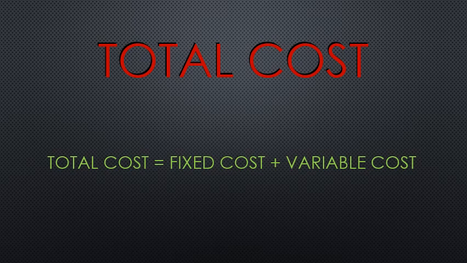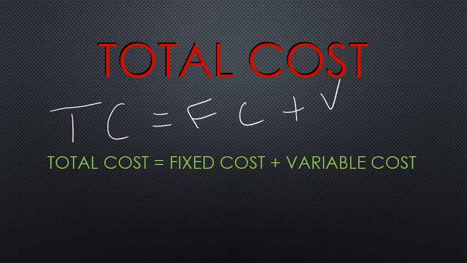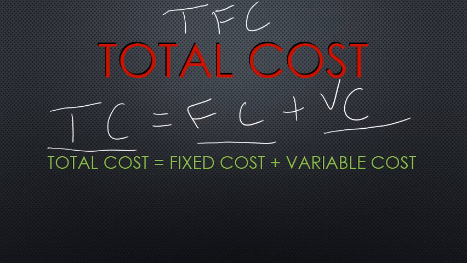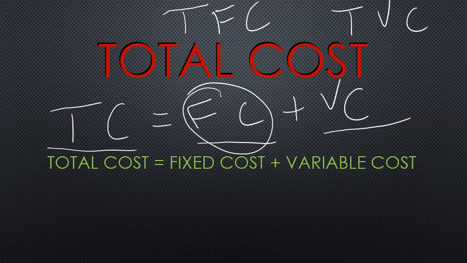So the first equation, TC, is equal to FC plus VC. Total cost is equal to fixed cost plus variable cost. Sometimes fixed cost is identified as total fixed cost. And sometimes variable cost is identified as TVC, total variable cost. But it all means the same: fixed cost, variable cost.